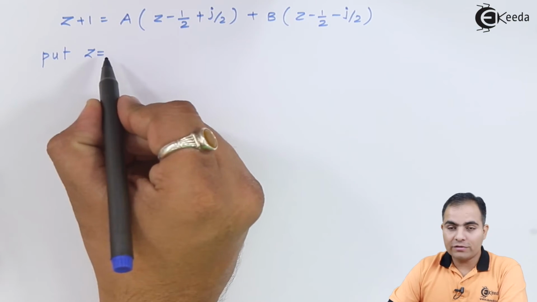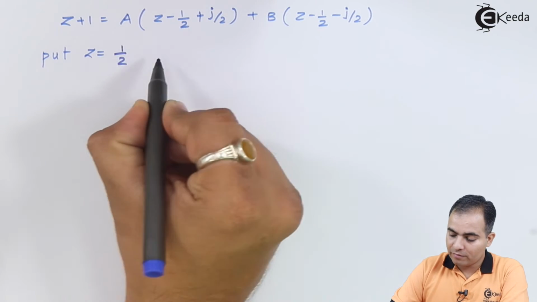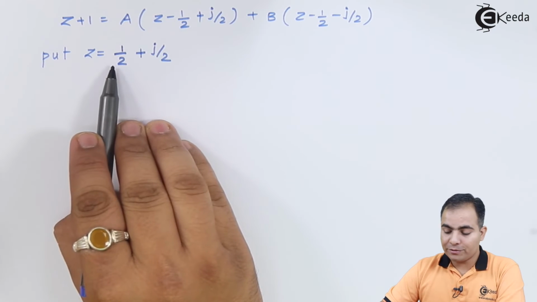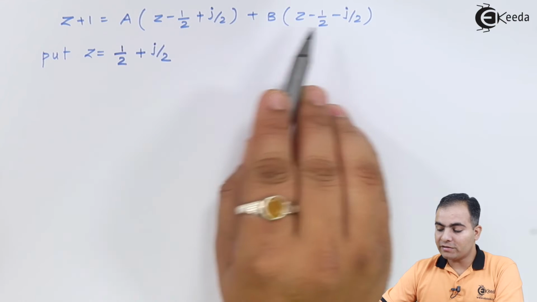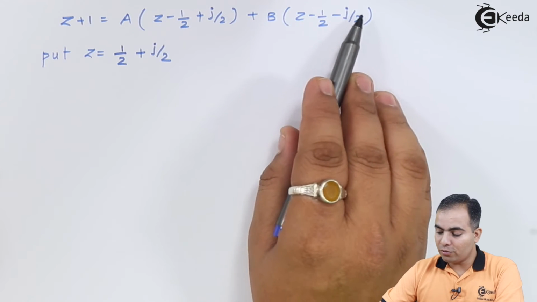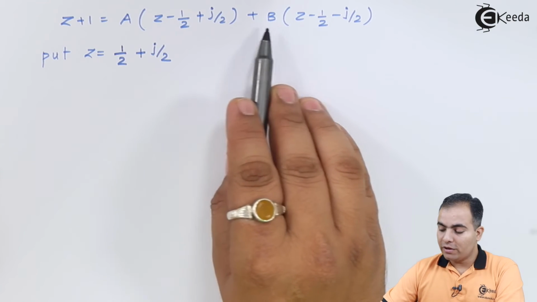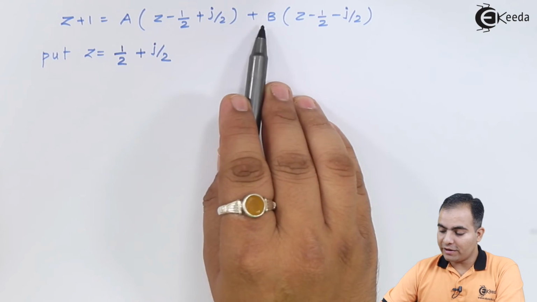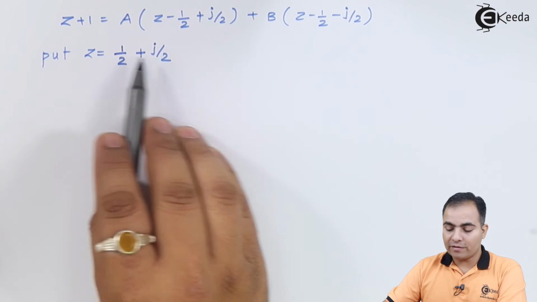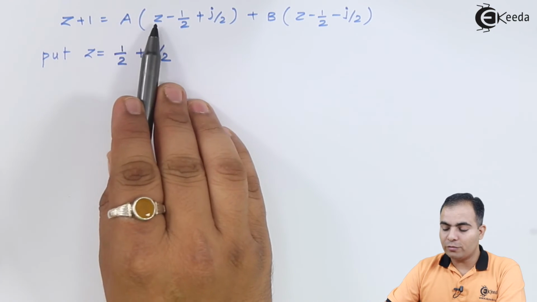So I'll substitute first of all z equals half plus j by 2. If I substitute the z value over here, then plus half minus half gets cancelled, plus j by 2 minus j by 2 gets cancelled, so the whole B will be multiplied with 0 and the product is also 0. So here at this place I'm going to write only a 0, and now I will place this value in these two places.